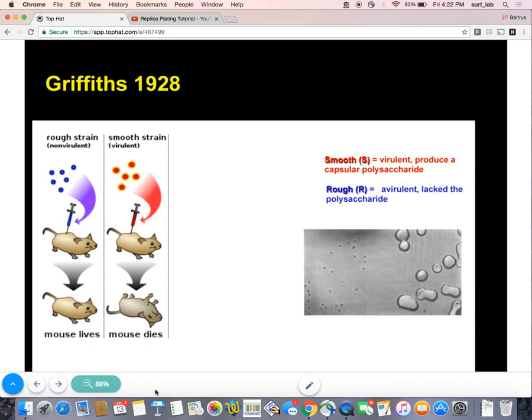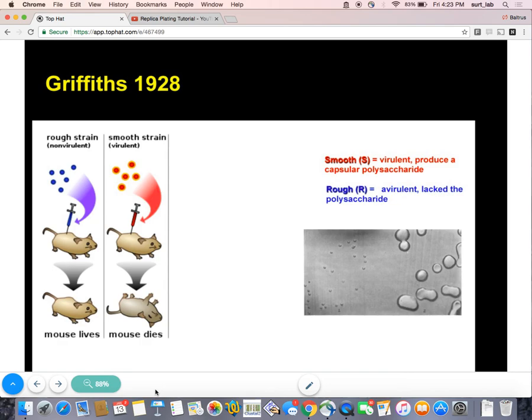Exactly. The smooth strain is actually coated in, we'll talk about it later, what's called EPS, or exopolysaccharides. This protects the cells, especially when there's a lot of them, from immune surveillance. One of the reasons the strain on the right is virulent is that the immune system can't clear it, because it's hidden by the smooth outer goo. The rough strain doesn't have that, so the immune system clears it pretty quickly.